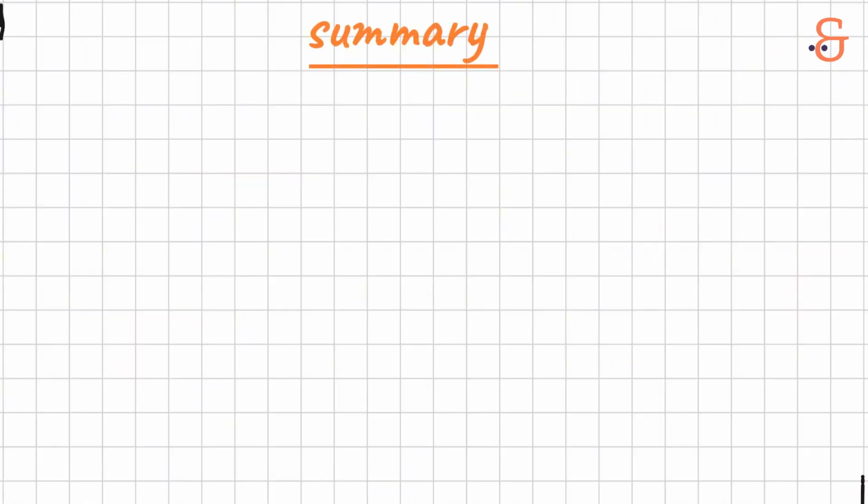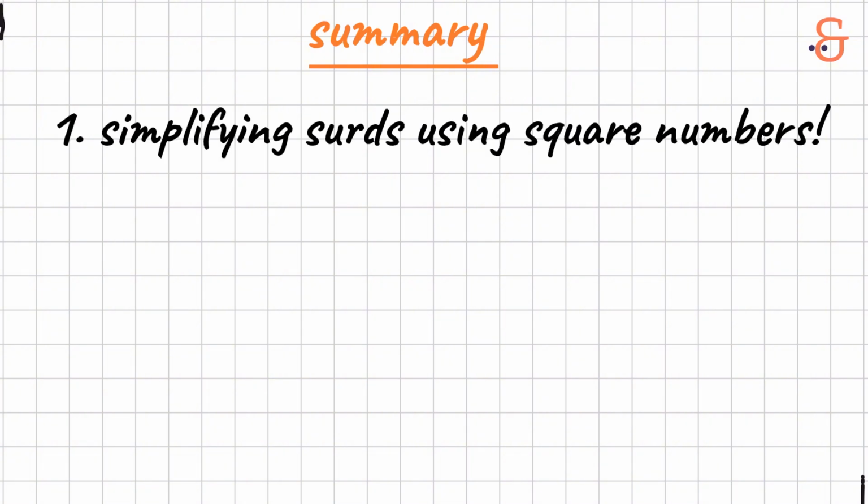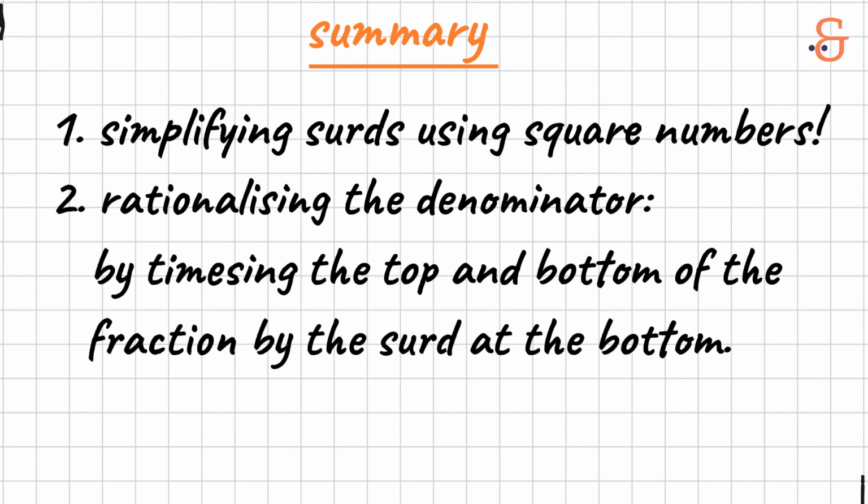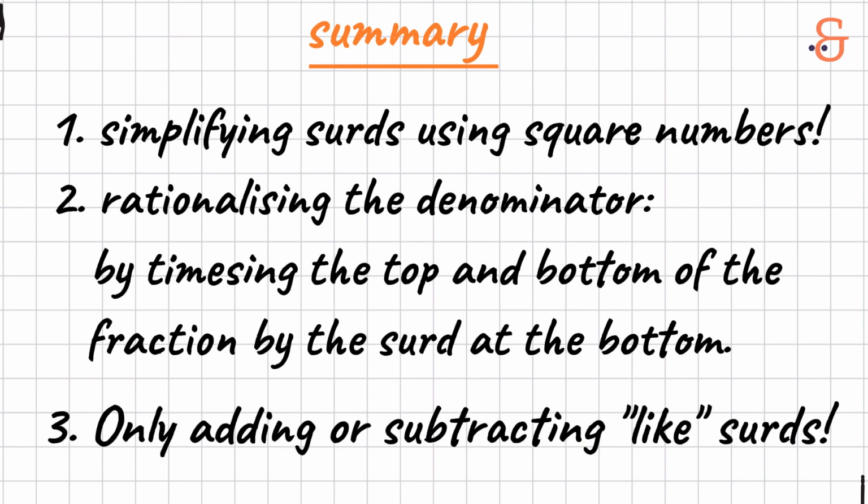And that's about it. 3 quick surd tricks every single GCSE student needs. So to summarise, trick 1 was simplifying using square numbers. Trick 2 was rationalising the denominator. And trick 3 was only adding or subtracting like surds.